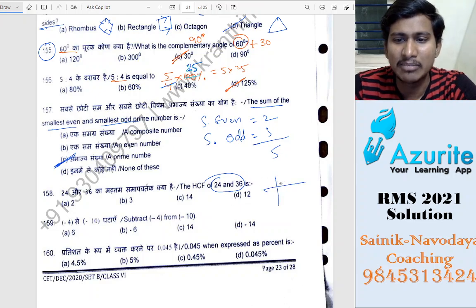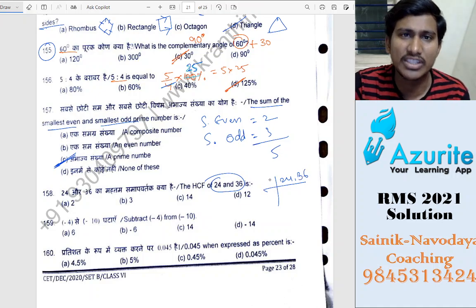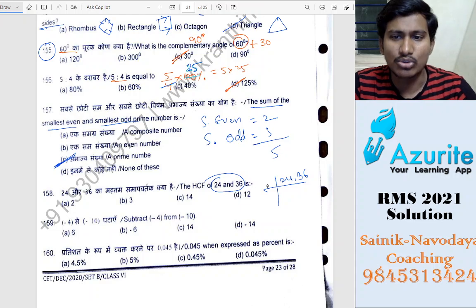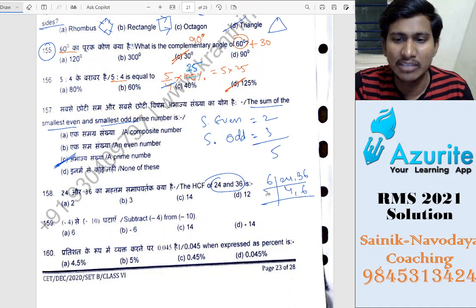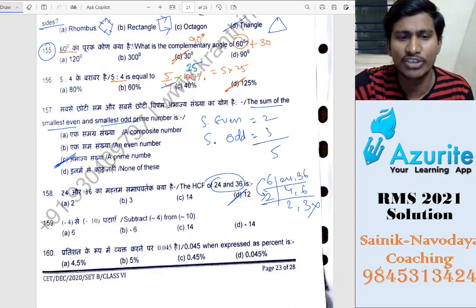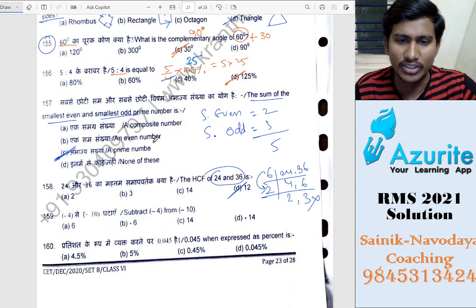Now next, HCF of 24 and 36. It will come in which table? If you want, you can do it in the 6 table or the 3 table. I will do the 6 table. 6 4s are 24, 6 6s are 36. Now 4 and 6 will come in the 2 table. So 2 2s are 4, 2 3s are 6. Now 2 and 3 will not come in the same table. So 6 2s is how much? 12 is the answer. Or we can do 12 directly.